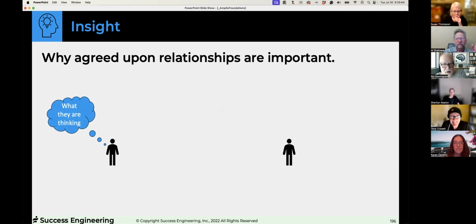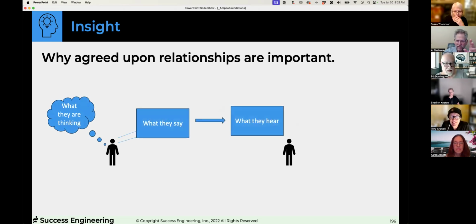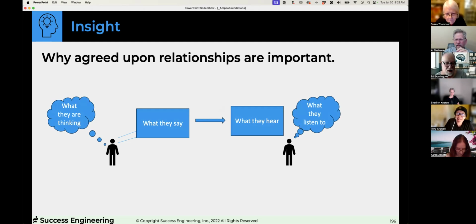See, you have somebody here, they're thinking something, and then they say something, and then it goes over and they hear something. But then what they hear and what's in their head are two different things. This is what's called listening. This is what's called their listening, not of action, not a verb, but a noun.